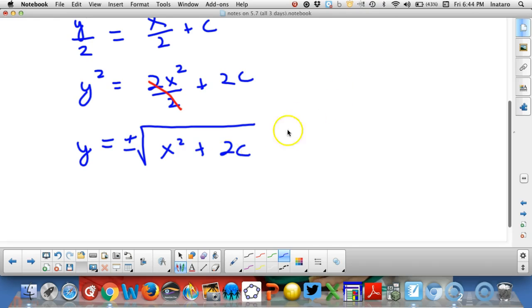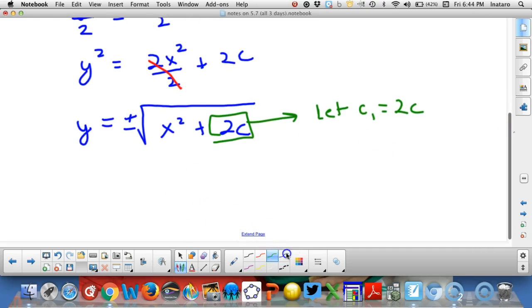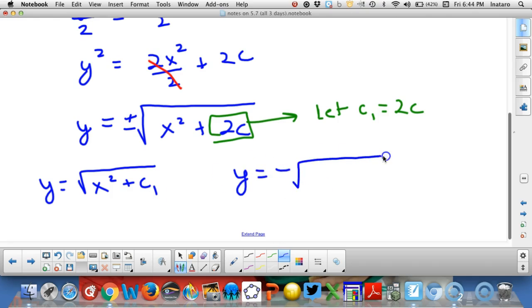Sometimes you'll actually see this right here, which is a constant, rewritten like this. You'll see this done in some textbooks: let C1 equal 2 times C. And then sometimes you'll even see this written out as two separate equations. So y equals the square root of x squared plus C1. Our textbook actually does this as well. And y equals negative the square root of x squared plus C1.